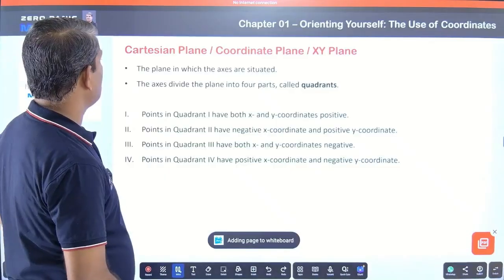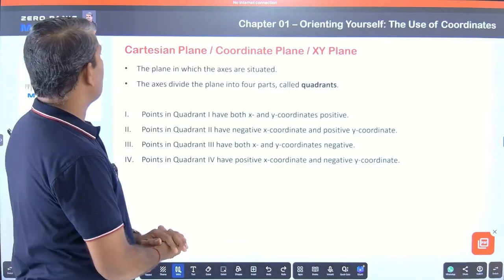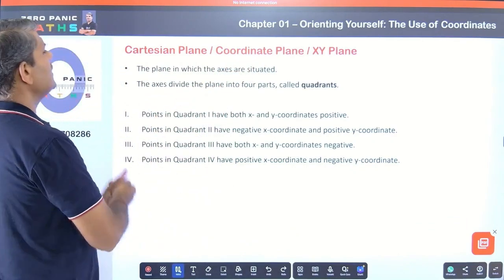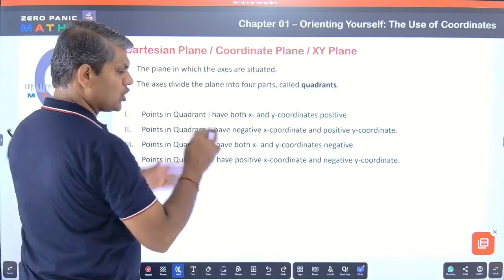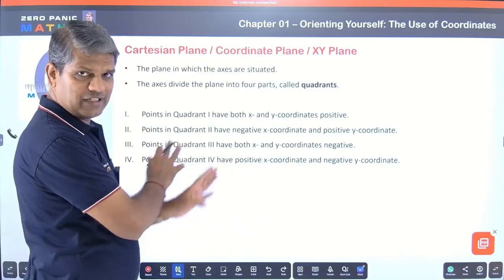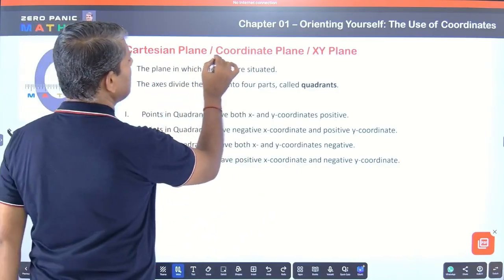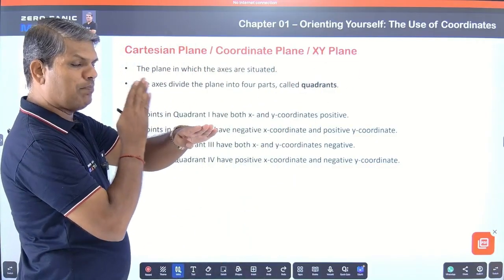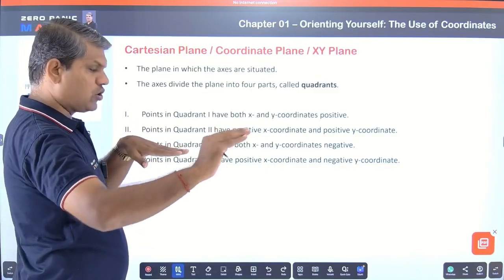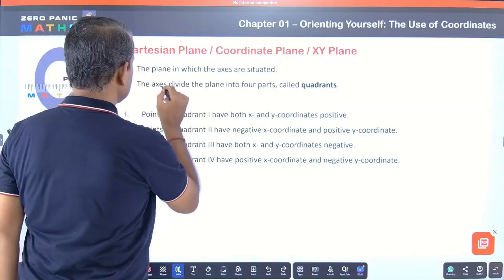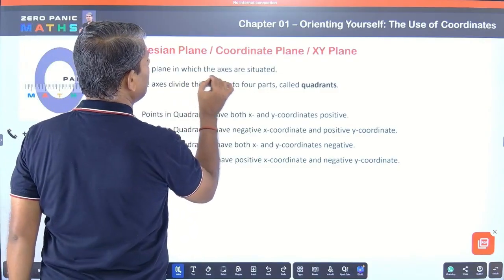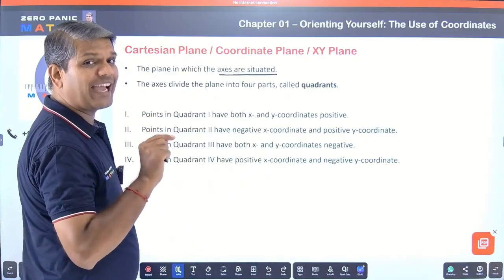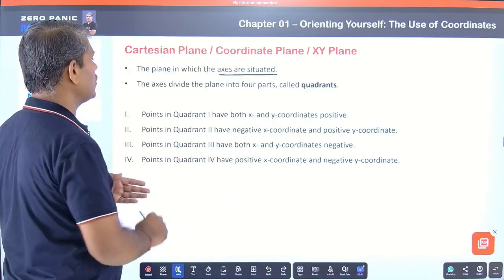What is the next concept? The next concept is about the Cartesian plane, coordinate plane, or XY plane. All these are the same. These are alternative names for the two-dimensional plane that we have studied till now. It is called the Cartesian plane, coordinate plane, or XY plane, because a point represents an x coordinate horizontally and a y coordinate vertically. A simple definition is the plane in which the axes are situated. Axes is the plural form of axis, whether horizontal or vertical.